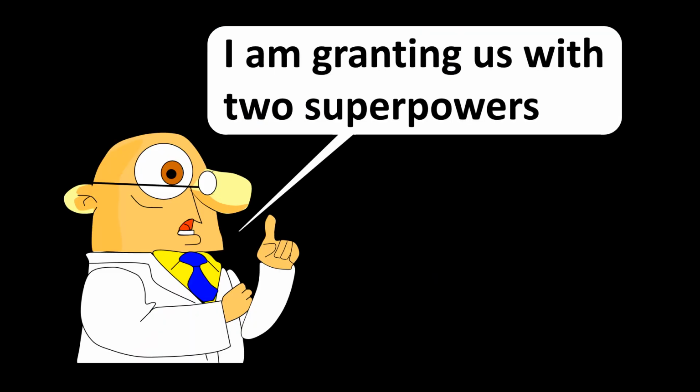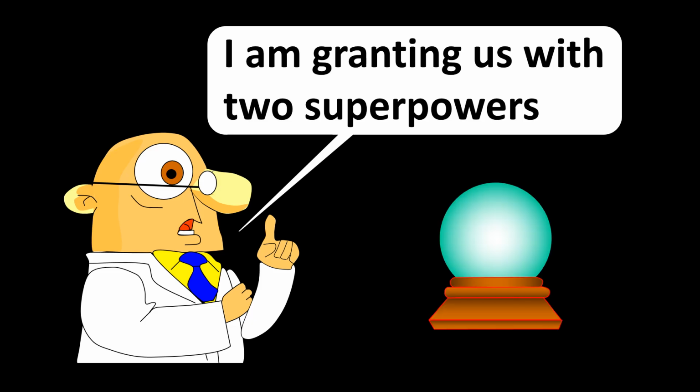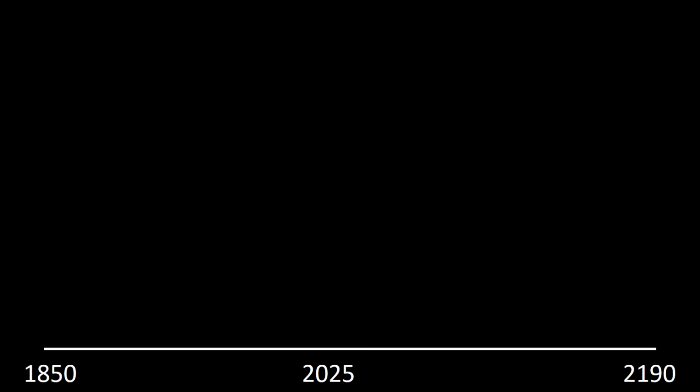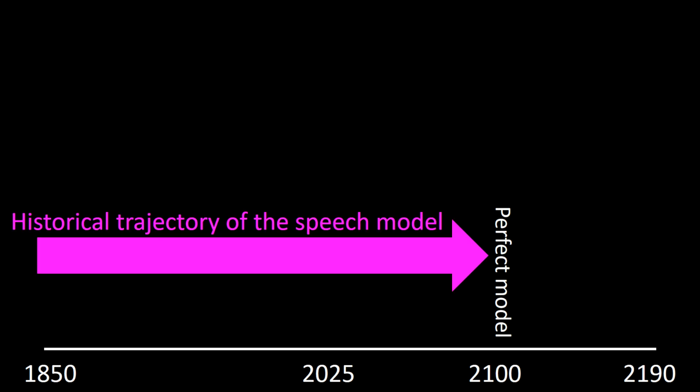In order to make this comparison, I am granting us 2 superpowers. One is time travel, the other one is knowing the future. So we are now in 2025. Using our time traveling ability, let's travel back to 1850 and forward to 2190. Now, using our other superpower, the ability to tell the future, let us say that in 2100 we will build the perfect speech model. I have now added an arrow to imply the historical trajectory of the speech model.